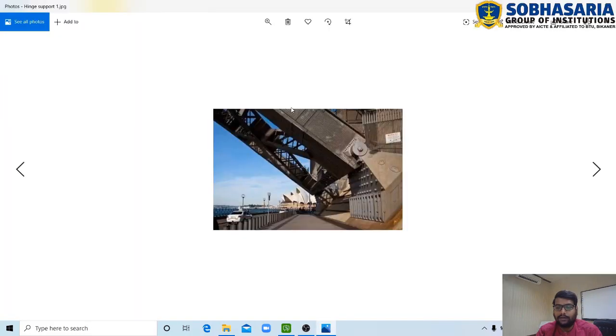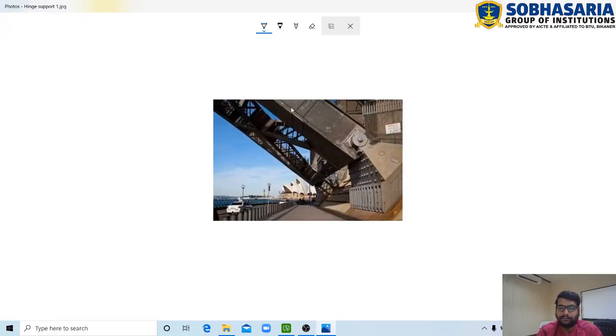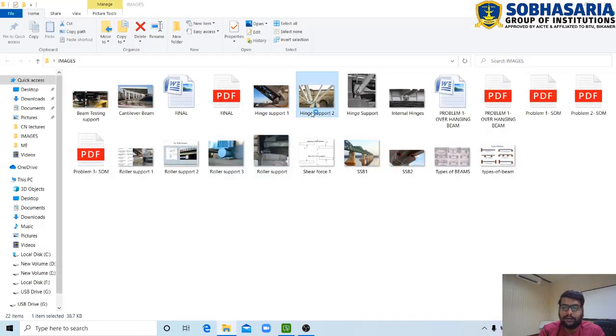You can see this support, pinned or hinge support. This is of a large bridge structure. In the bridge structure, this is the embankment area, you can clearly see it is the embankment area where it is hinged from the support, right. This is the same as the hinge support, you can see here. This is also a hinge support.